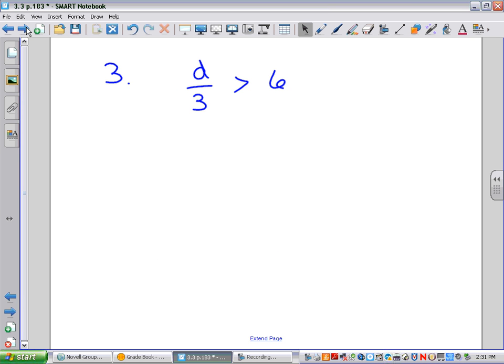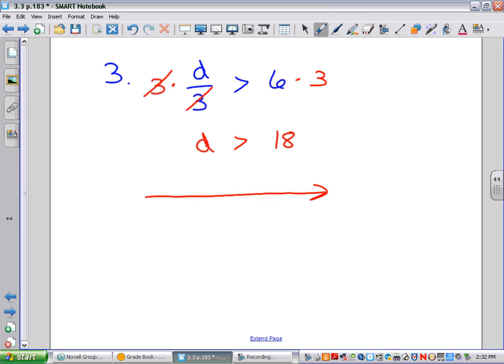d over 3 is greater than 6. Well, my d is already on the left. Don't have any negatives to worry about. Well, how do I get rid of that 3? And that's by multiplying by 3. So I multiply each side by 3, which allows me to mark out these 3's. That becomes 1. And I get d is greater than 6 times 3 makes 18. So I have it solved.